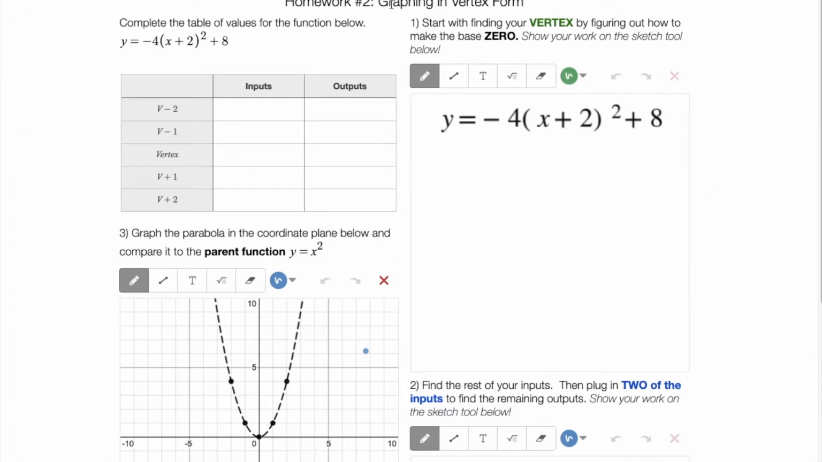In this homework problem, we are completing a table of values and graphing the function y equals -4 times (x plus 2) squared plus 8. So as always, we start by finding the vertex, which is the value of x that makes the base 0. So what plus 2 will make this equal 0?